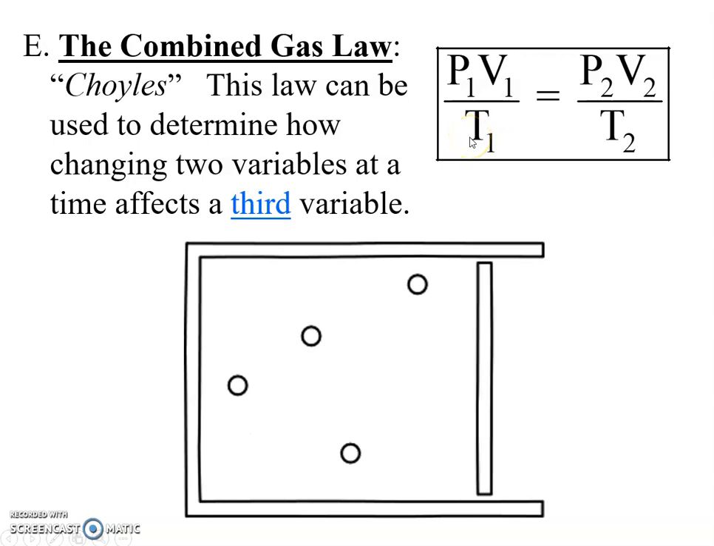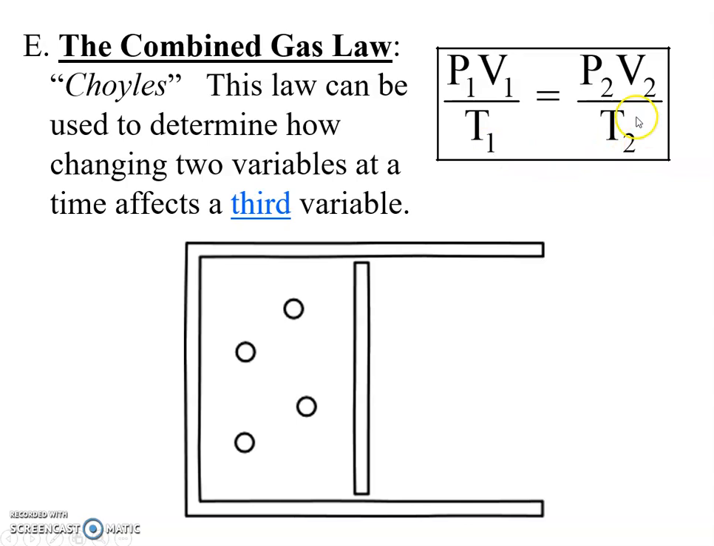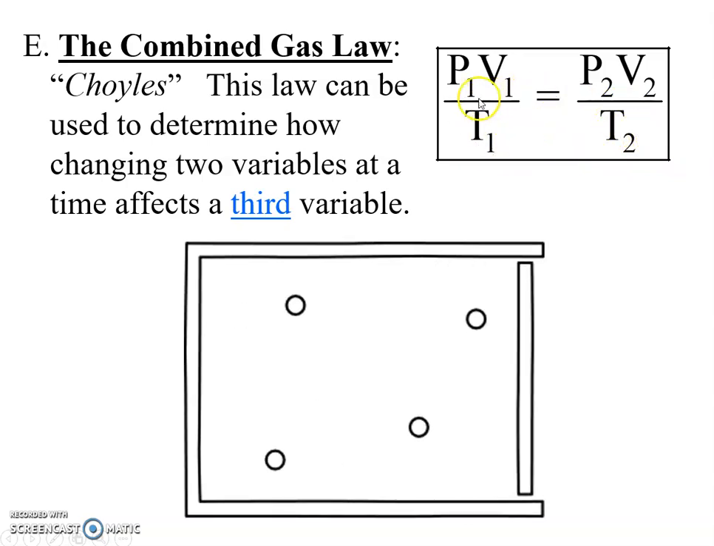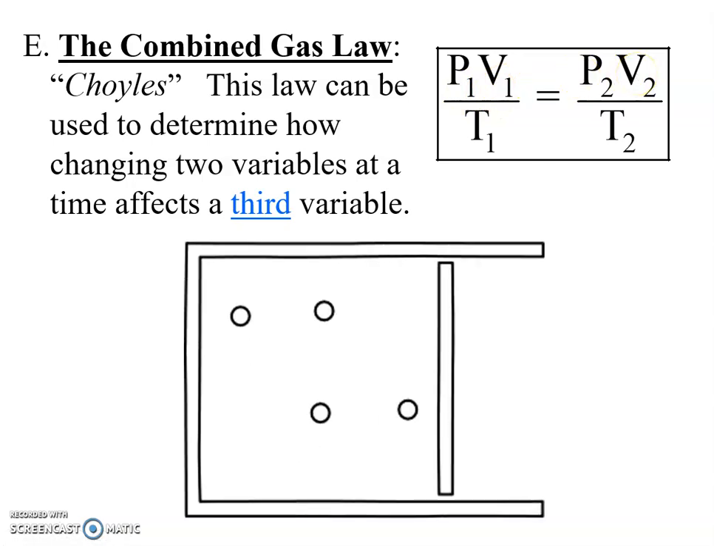If I gave you a problem and told you the temperature remains constant, that would mean this number and this number would be the same. So in math, of course, we could cancel them, and I'm left with P1 V1 is equal to P2 V2. Well, that's the first law we did, Boyle's Law.